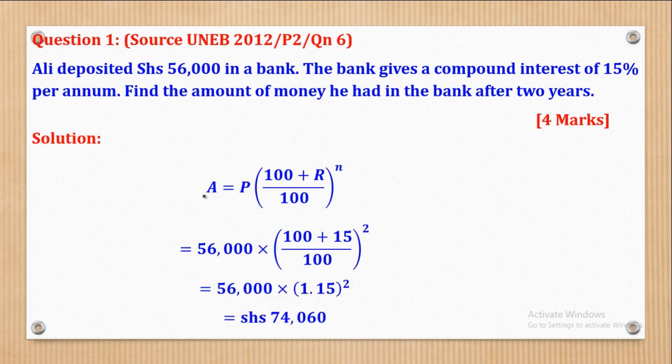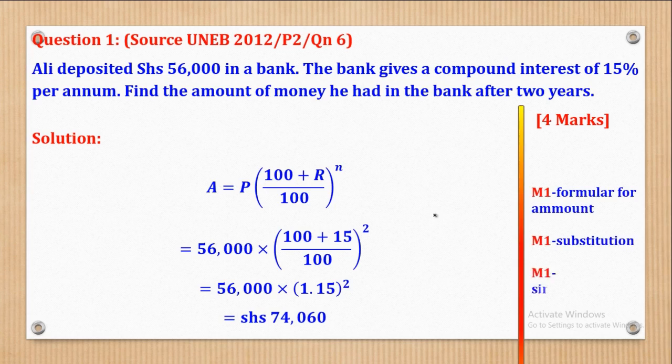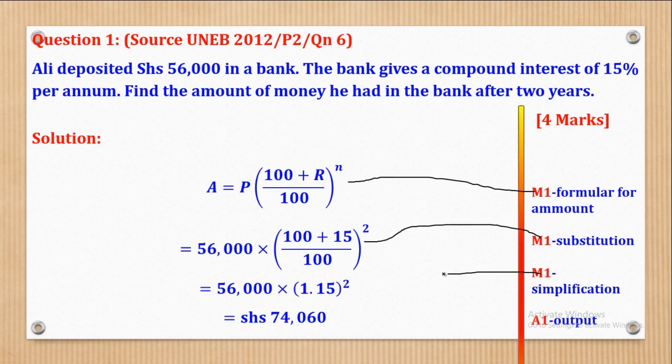Now let's see how much can be awarded. M1 is for quoting the formula correctly, M1 for substitution, M1 for simplifying, and A1 for output. So basically that's how the marks could be awarded.